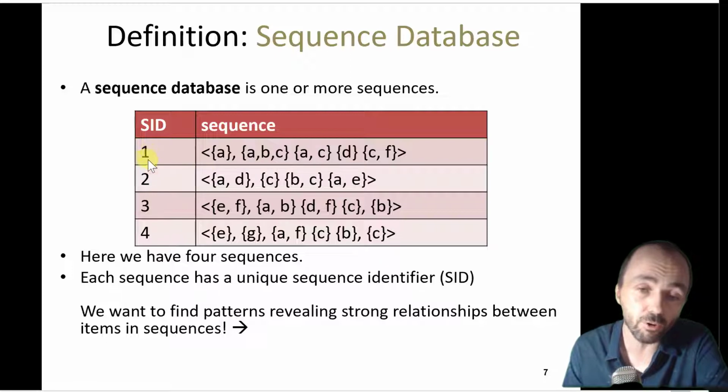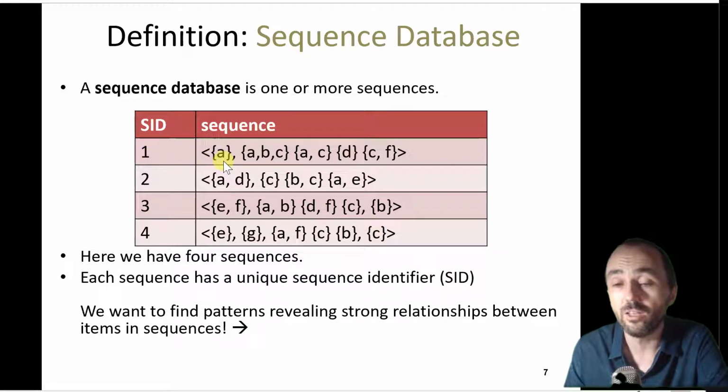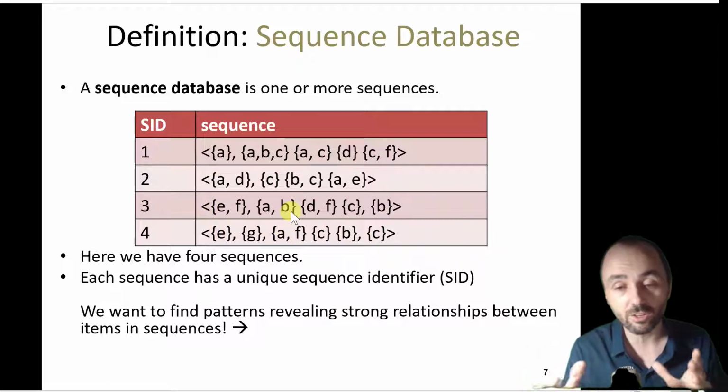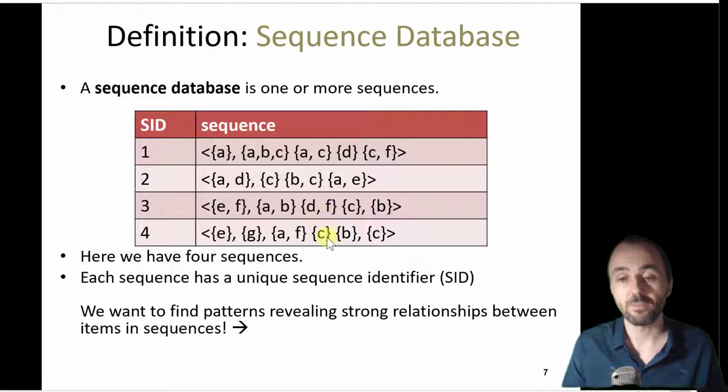For example, customer 1 bought A, followed by ABC at the same time, followed by AC, apple and cake, then dates, then cake and fish, and so on. Then we have another customer, and so on. So this is the type of data we want to analyze.